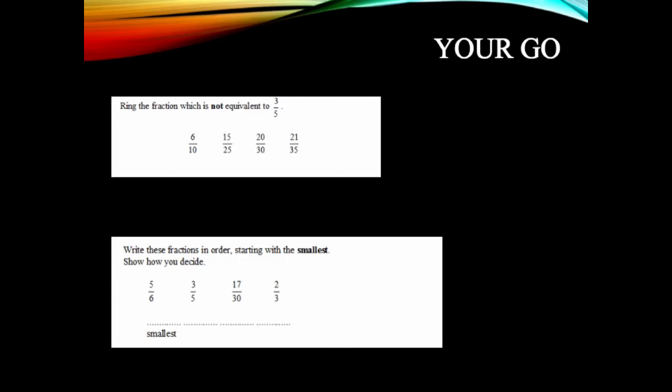What can I times 3 by to get to 15? Well, that's 5. 5 times 5 is also 25. So far, I'm happy that both of these two are equivalent. Let's look at the next one.